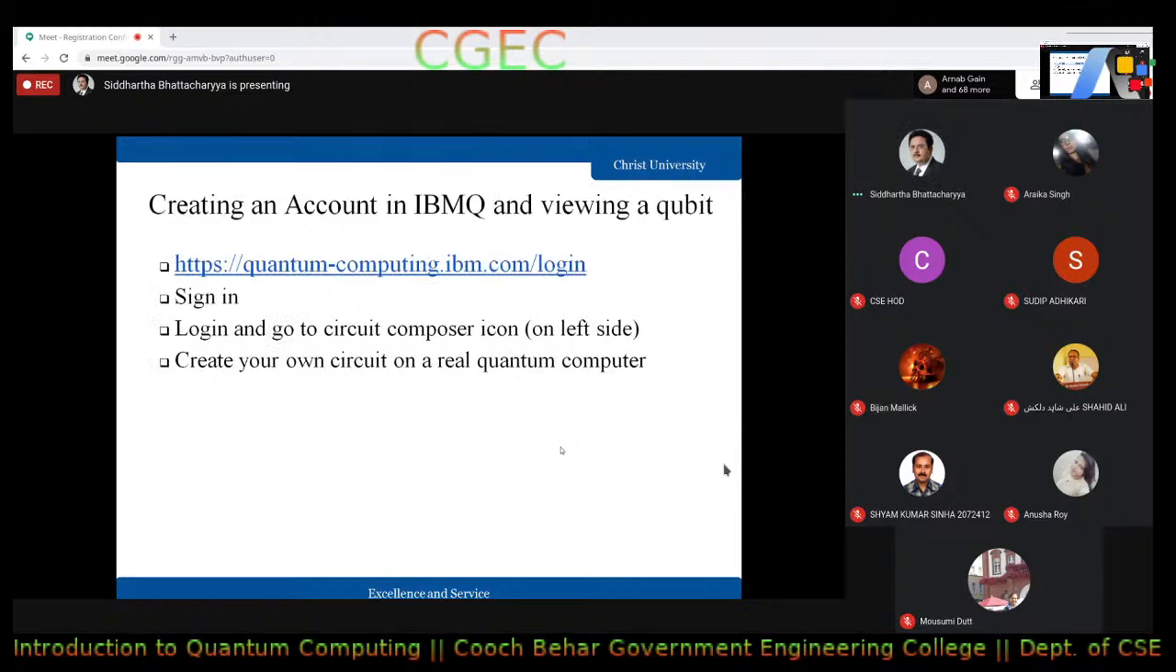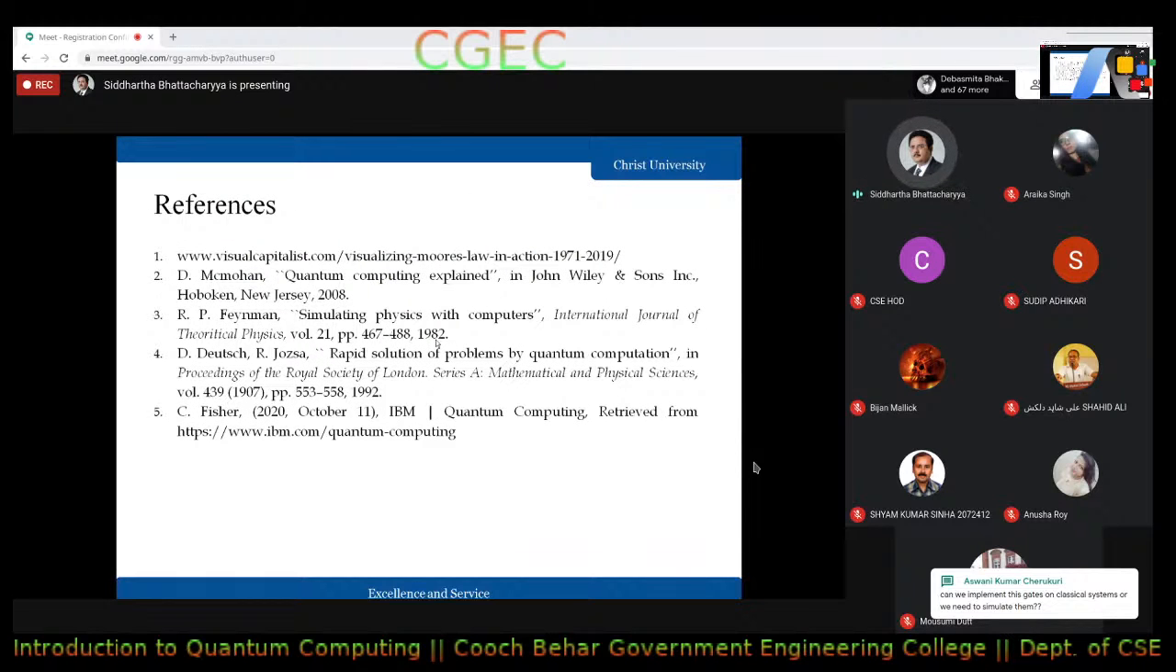Just to have a flavor of the IBM Q Experience, the IBM quantum computer: IBM has given access to the quantum computer by creating a portal of this form. If you log in over there, you can have a circuit composer, or you can create some circuits, that is, quantum circuits. I'll be showing you an example after completion of this slide, and these are some of the references which you can consult if you feel interested.